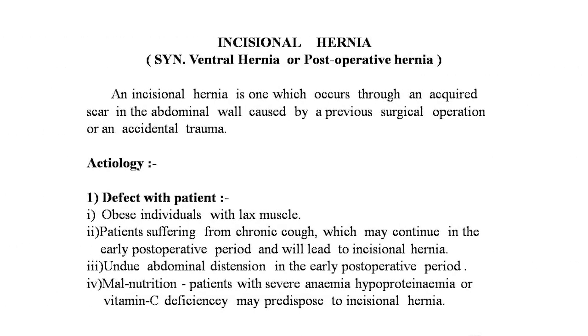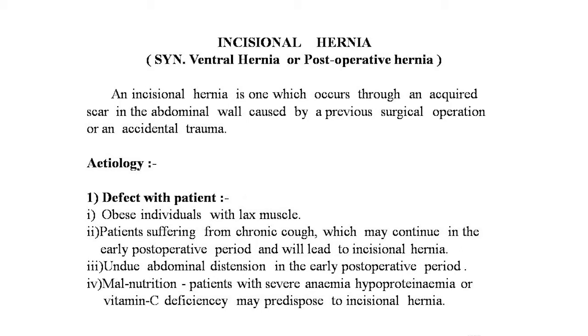Now the second point of this lecture is the incisional hernia, that is also called a ventral hernia and postoperative hernia. An incisional hernia is one which occurs through an acquired scar in the abdominal wall caused by a previous surgical operation or an accidental trauma. Scar tissue is inelastic and can be stretched easily. It is subjected to constant strain.